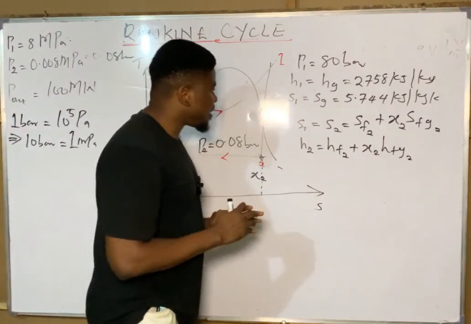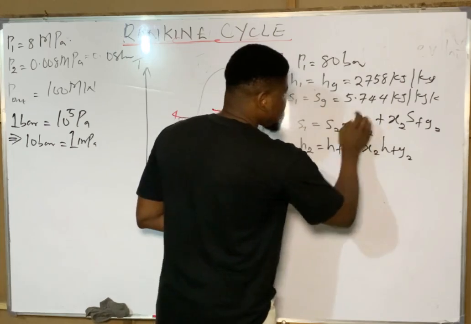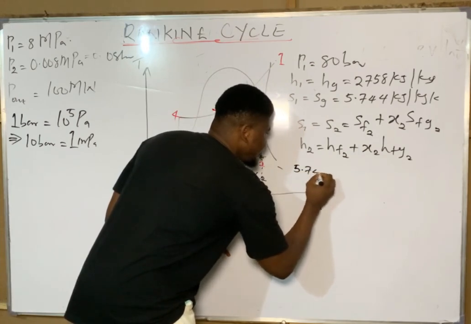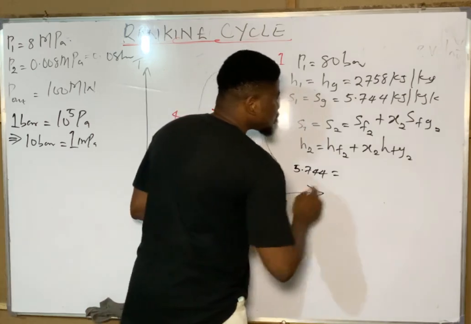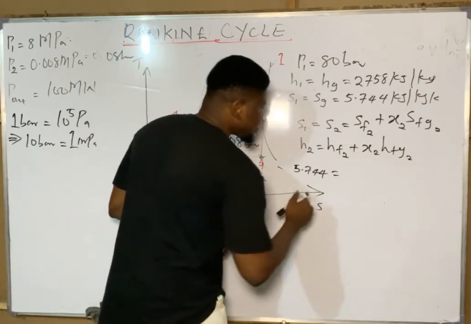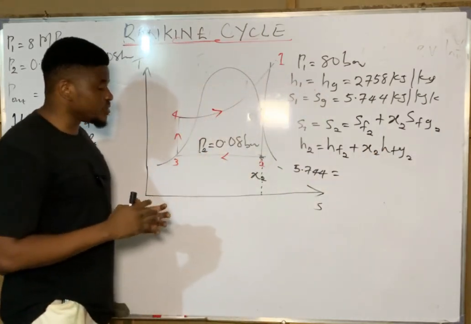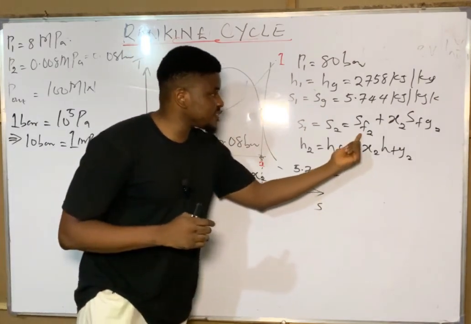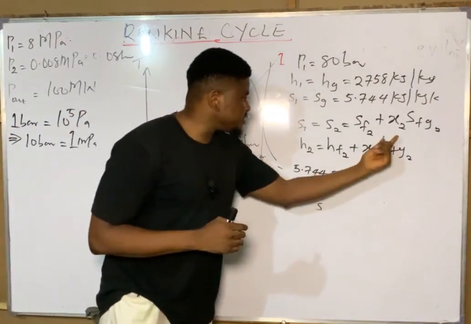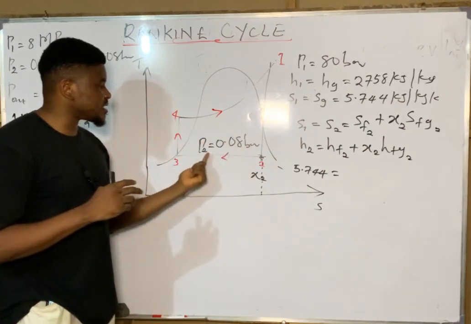Okay. Now, let's see. We know what S1 is. We've gotten the value of S1 as 5.744. So now we recall from this equation, 5.744 is equal to SF at state 2 plus X2 SFG at state 2. Now, how do we get this? SF at state 2 is the entropy at the fluid region corresponding to the second pressure, 0.08 bar. Similarly, SFG is the entropy at the mixed vapor, corresponding also to this second pressure, 0.08 bar.